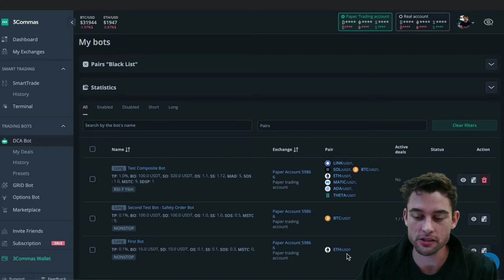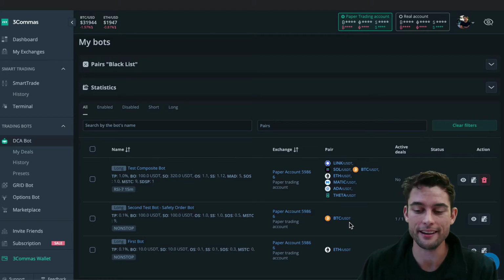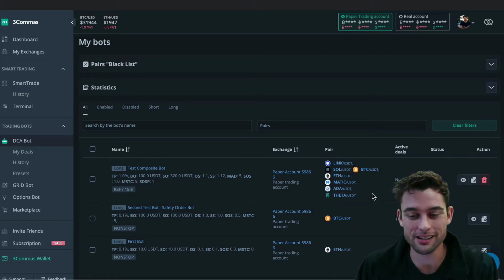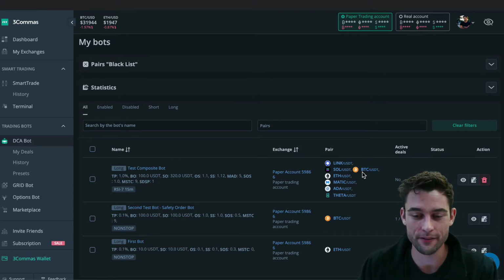And so the first bot was a simple bot, and it only had ETH as its pairing, ETH USDT. The second bot was also a simple bot, and it used Bitcoin against USDT. And now we are going to create a composite bot that can have all of these different pairs available to it to trade, and it's very, very cool.